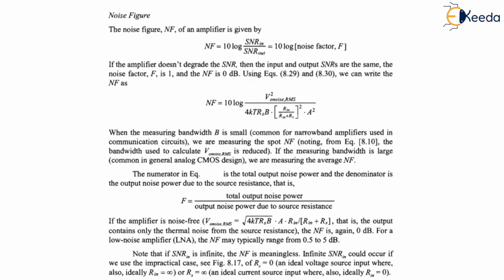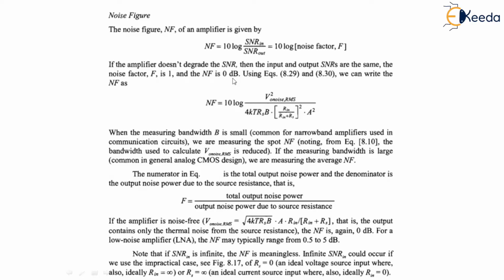So the noise figure of an amplifier is given by noise figure equals 10 log of the signal to noise ratio at the input upon the signal to noise ratio at the output. It can also be written as 10 log of the noise factor F. If the amplifier doesn't degrade the signal to noise ratio, then the input and output signal to noise ratios remain the same. The noise factor F is 1, and the noise figure can also be written as 0 dB.